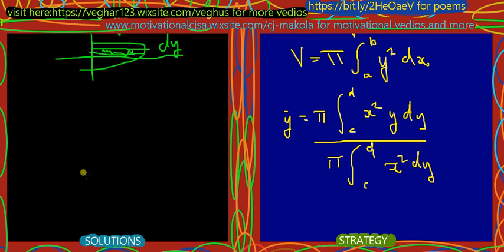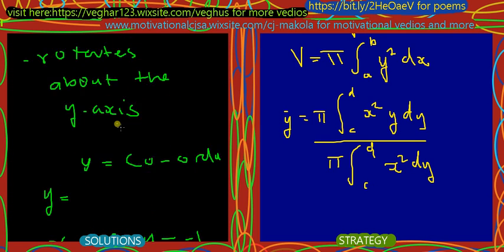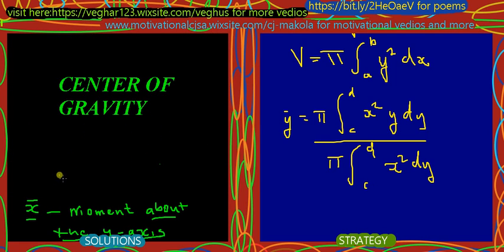They also talk about the coordinate, which I didn't mention. If they say y coordinate, it is the same thing as y bar. If they say x coordinate, they are saying find the x bar.